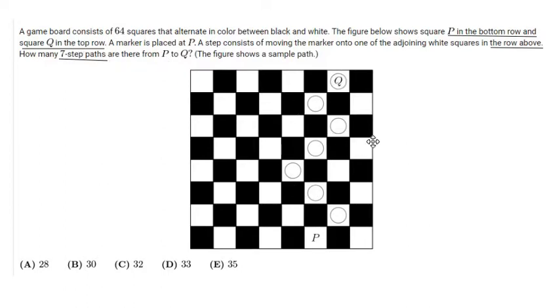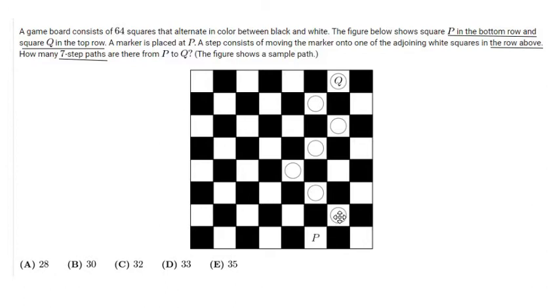So we need to look at one thing. Every move, you're moving the marker from P to another spot in the row above, which is white. So you're moving diagonally to one of the two spots, or maybe even one spot above. The other thing, we need a 7-step path. Well, we don't really need to worry about that, because if you're going up one row each and every time, and we eventually reach Q, we're always going to have 7 steps.